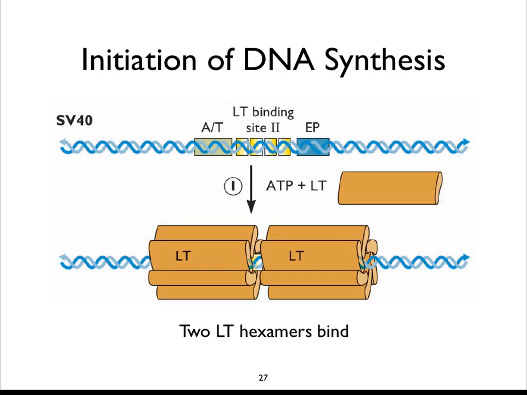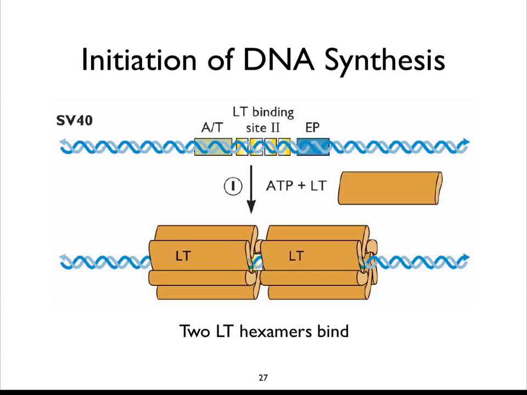Okay, so now we want to initiate DNA synthesis on this molecule. And here we have our large T binding site, but it's actually two sites. And in the presence of ATP and large T, these monomers form hexamers. And what they are is actually, think of it as your hands grabbing around a rope. They're like two clamps around the double-stranded DNA molecule, and they circumscribe that origin of replication.